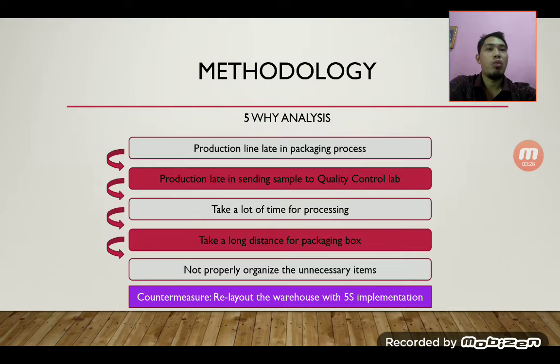Okay, 5 Why analysis is used to identify the problematic part. The first question is why the production line is late in the packaging process. Second, why is the production late in sending samples to the quality control lab. Why does it take a lot of time for processing. It takes a long distance for the packaging board, and unnecessary items are not properly organized. To solve this problem, the countermeasure is to relayout the warehouse with 5S implementation.